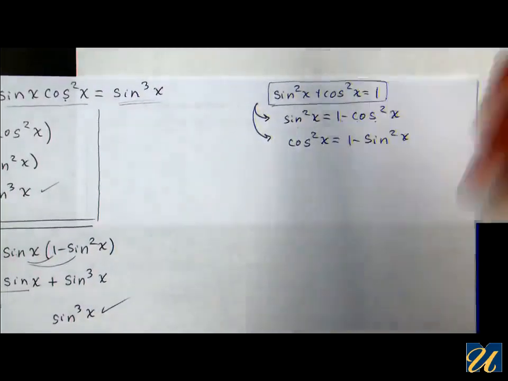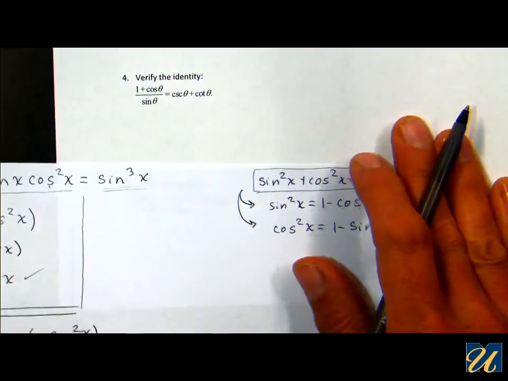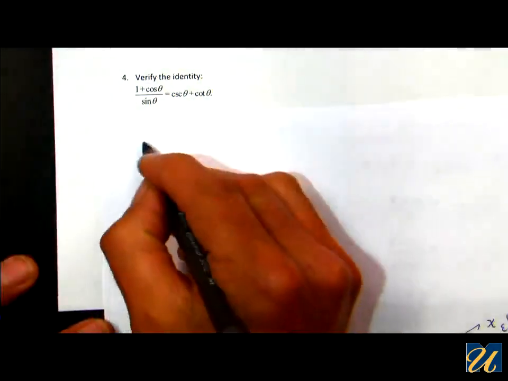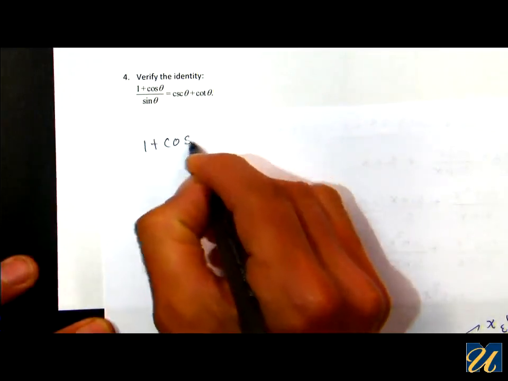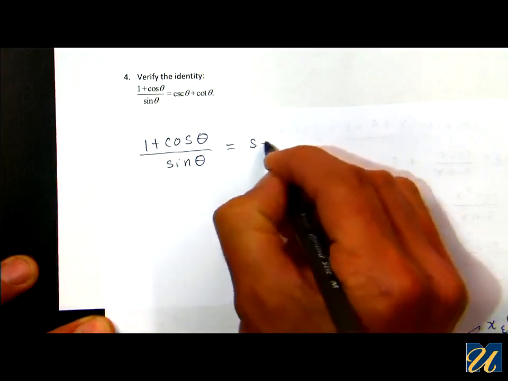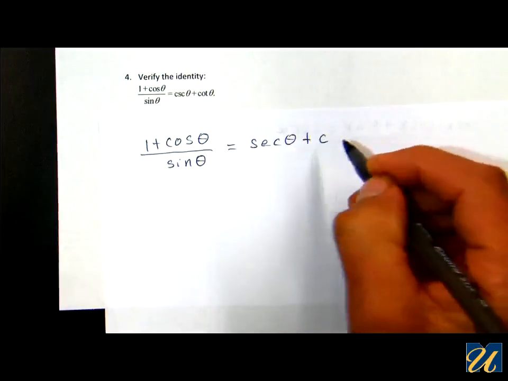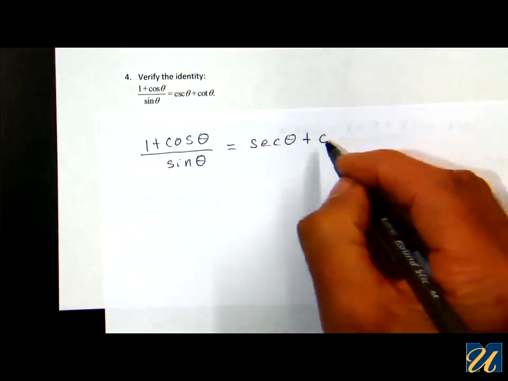Okay, here we have one. I'm looking at number 4. Here it is. Let's try to verify that identity. So let's turn the paper like that. Verify that 1 plus cosine theta over sine theta is equal to secant theta plus cotangent theta.